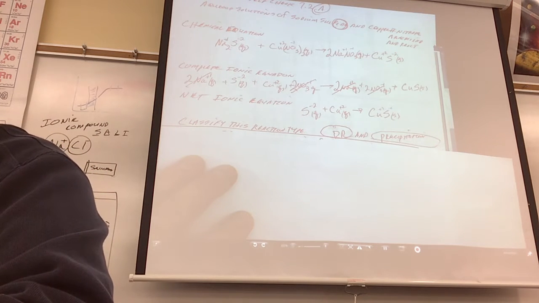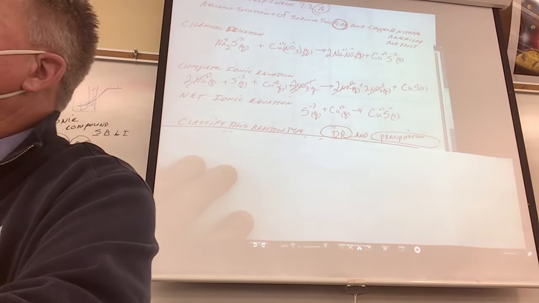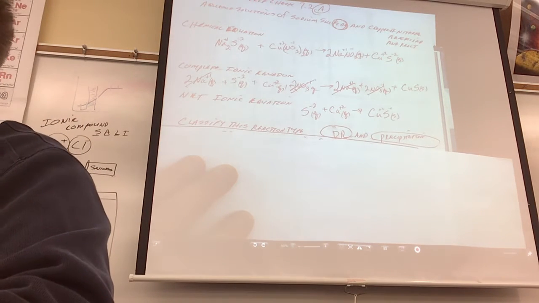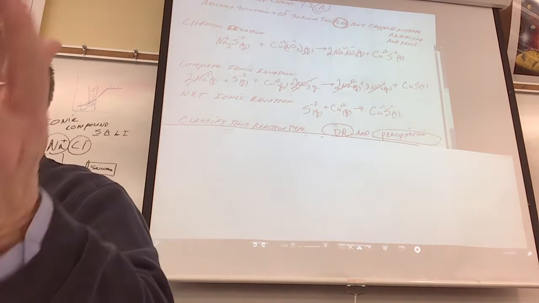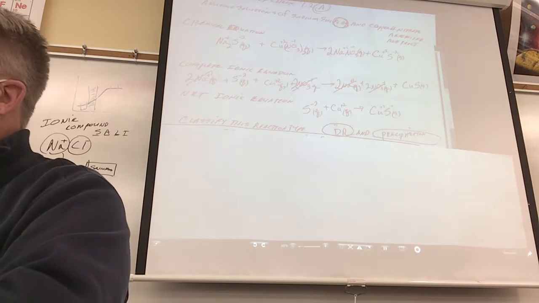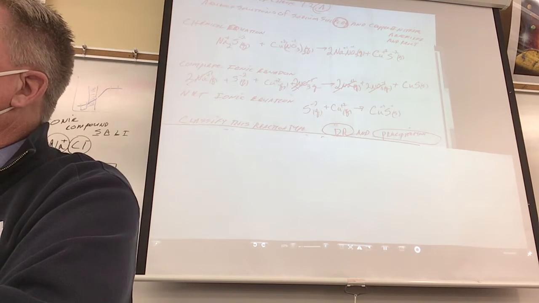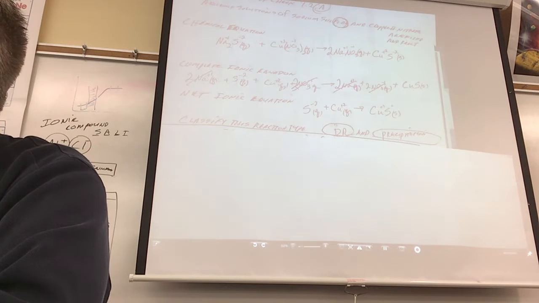Yes? What if you have the first half of the equation and there's nothing on the right side of the yield? How do you know if it's double replacement? Excellent question. At this point, when you have AB plus CD, you're right. If you were a PhD chemist, you'd know some examples where it didn't happen. But if you have AB plus CD, it's going to be double replacement, or nothing's going to happen. So I agree with what you said. It would be AB plus CD. Great question, actually.